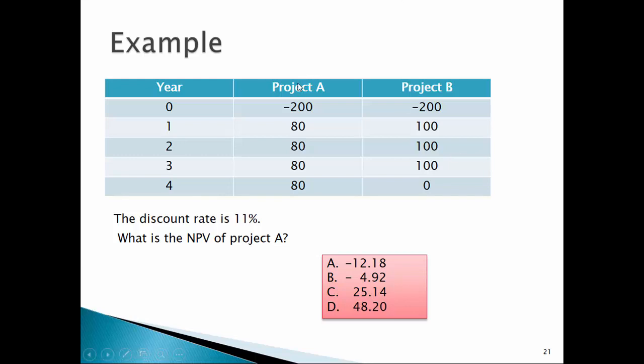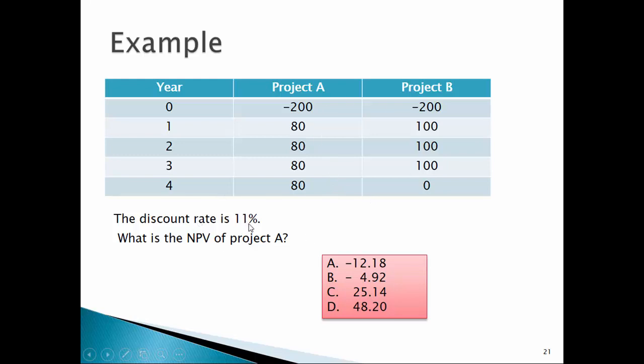Okay, so another example here, project A, project B. So I've got two projects here. Each cost $200. Maybe this is in millions or thousands, anyway, but they each cost $200. And project A pays me less, but it gives me an extra year. And project B pays me $100, a little more, but only lasts for 3 years. And I want to figure out what these are worth to me.